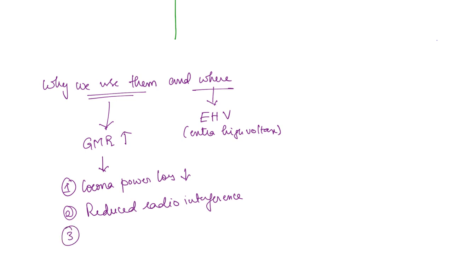And finally, the inductance is going to be reduced. When the inductance is reduced, the inductive power losses are also going to reduce. Okay, so these are the advantages and we use them in extra high voltage lines. Now we will see some examples of these bundled conductor configurations, and we'll try to find out the GMR, the geometric mean radius.